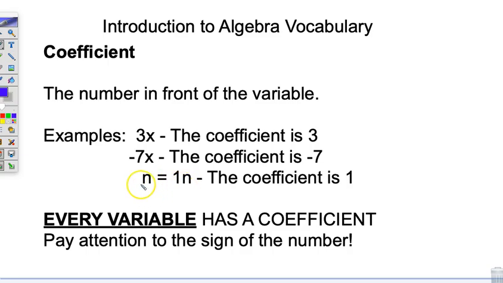Remember, in algebra, we sometimes have an invisible 1, and we call that a coefficient if it's right next to the variable. So this coefficient is a 1. Every variable has a coefficient. Pay attention to the sign of the number.